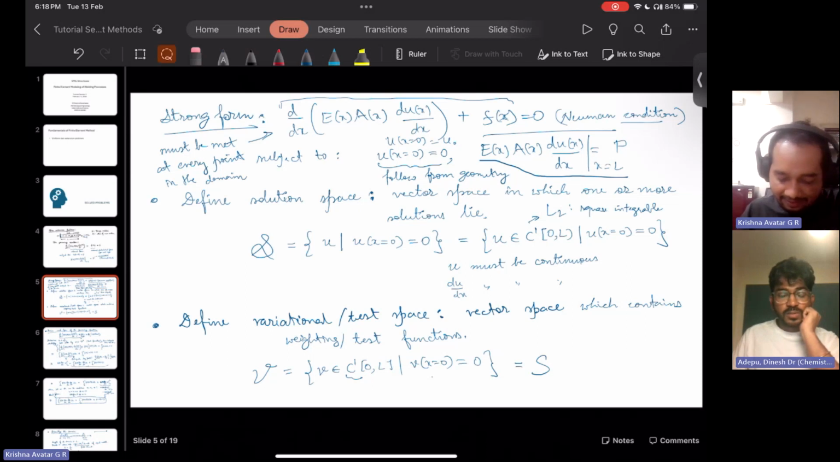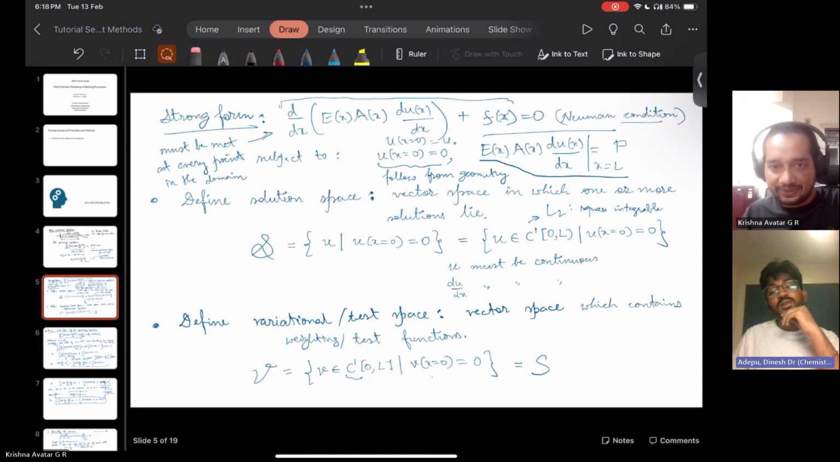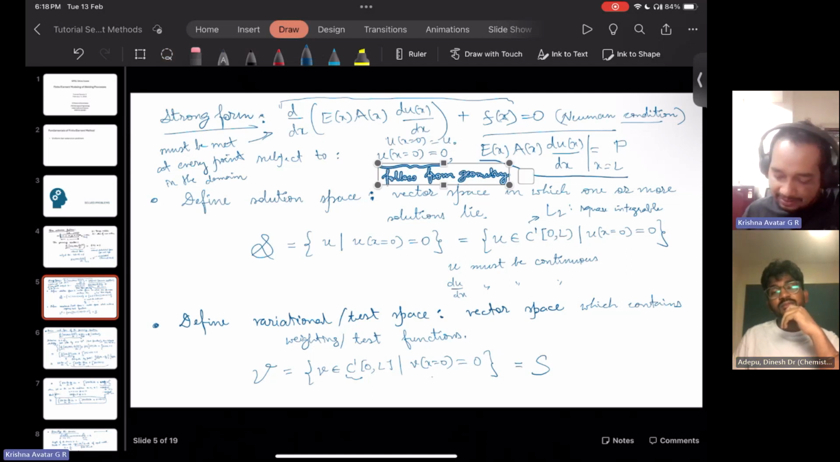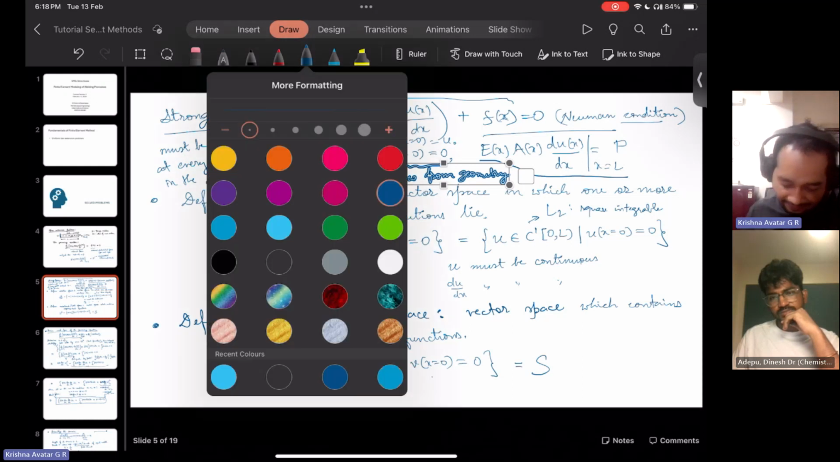Can you repeat that part? If u at x equal to 0 is u naught, then the solution space has to have that requirement. However, for the variational space, we do not require it. It will still be 0, because we are prescribing something already.